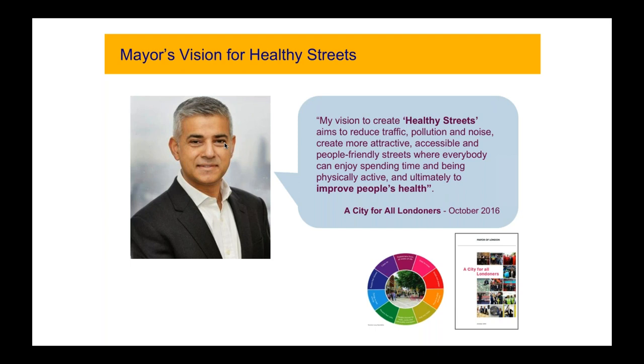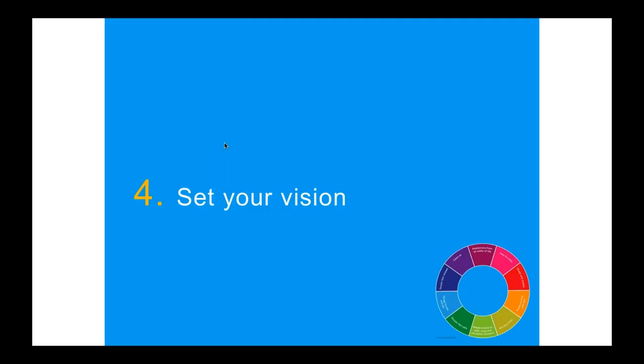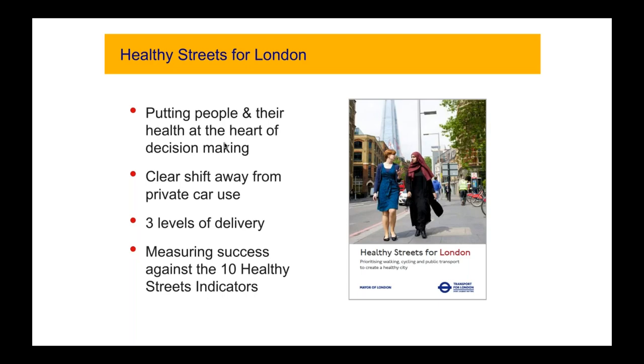He really took this approach and put it at the centre of his policies and what he wanted to do. And that really boosted the profile of Healthy Streets as an approach and helped to accelerate its delivery across London. The next key thing is obviously to set a vision of what Healthy Streets is. And that was done in a document in February 2017 called Healthy Streets for London.